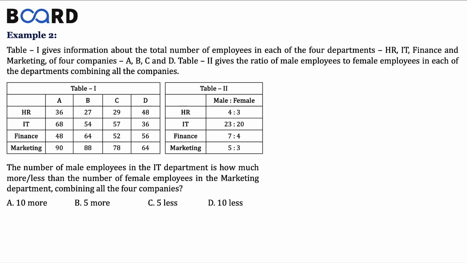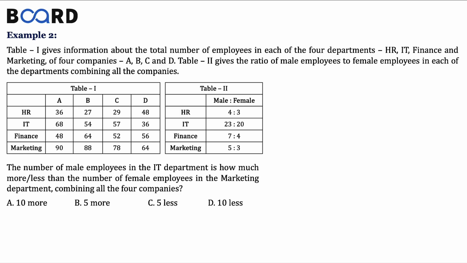Let's say we have something like this. Now, here the values are not ugly, right? Table 1 gives information about the total number of employees in each of the 4 departments, HR, IT, Finance and Marketing of 4 companies A, B, C and D. Fair enough, understood. Table 2 gives the ratio of male employees to female employees in each of the departments combining all the companies. So 2 kinds of data are given to us.